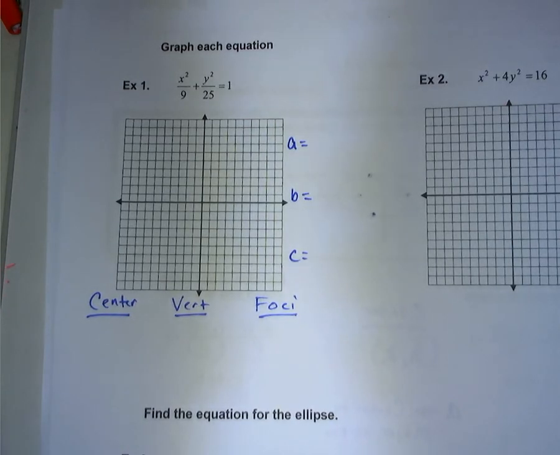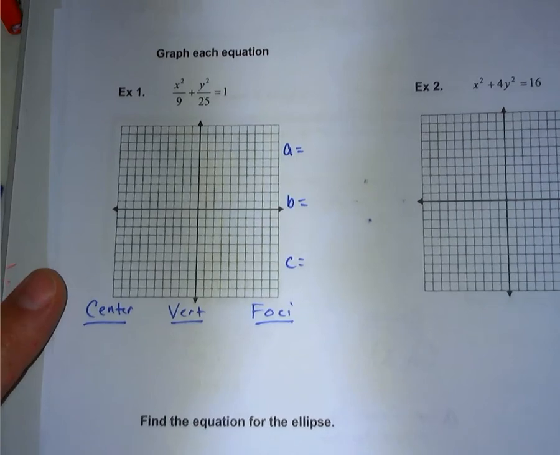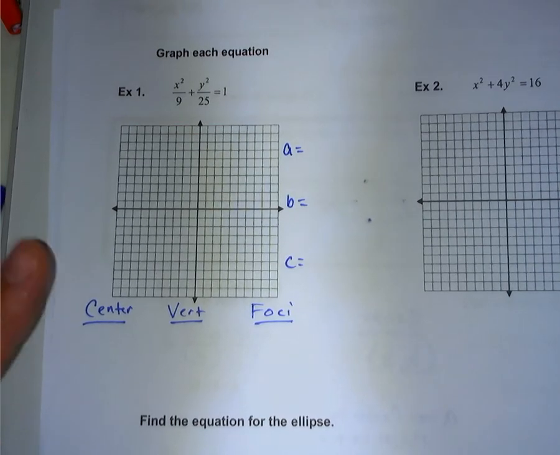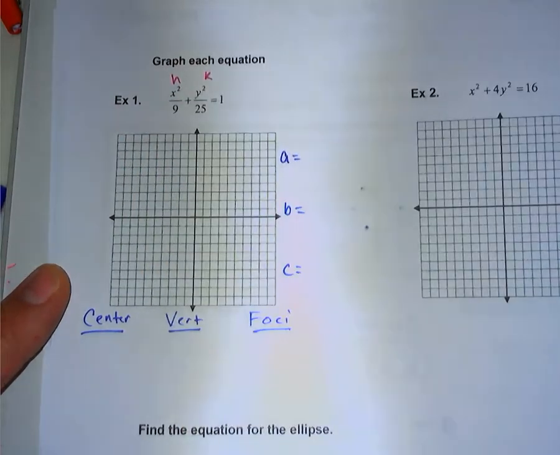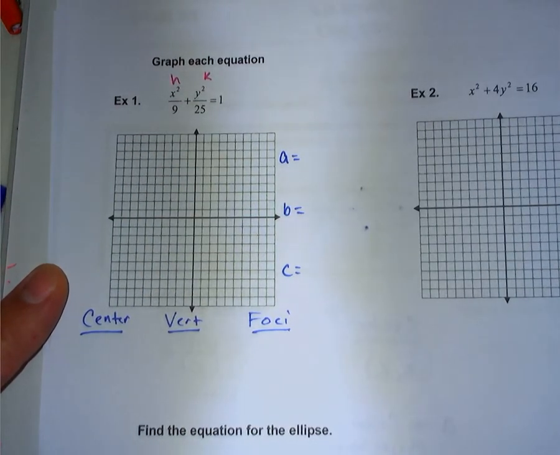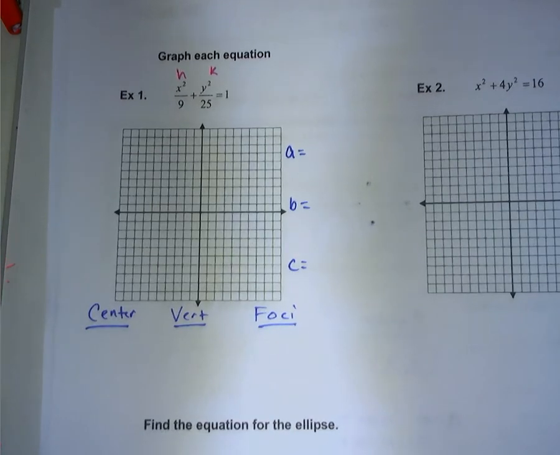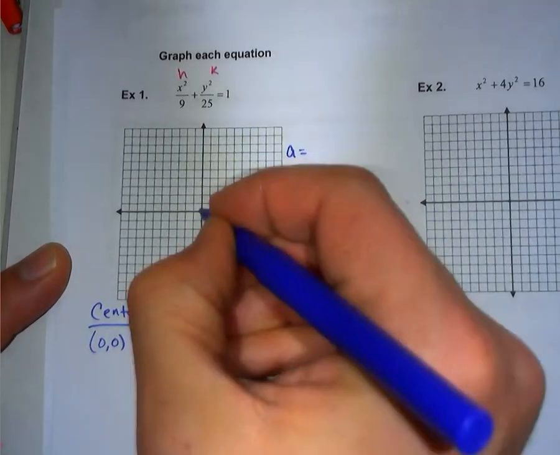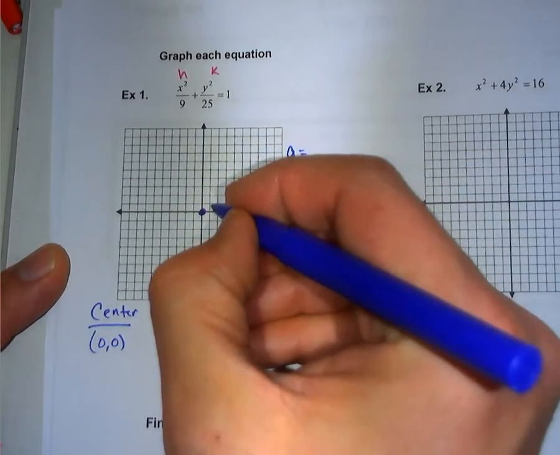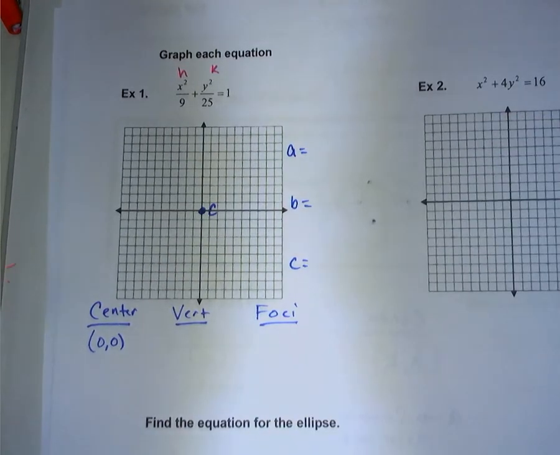All right, so far so good. All right, center, H and K. H is always with X, K is with Y. So if I take a look, this is H, this is K, but I don't see any parentheses there. I don't see any numbers there. So what do we have? I got 0, 0. So there's nothing there. So it's just 0, 0. So I'm going to go ahead and graph that guy. I'm going to put a little C there for center.